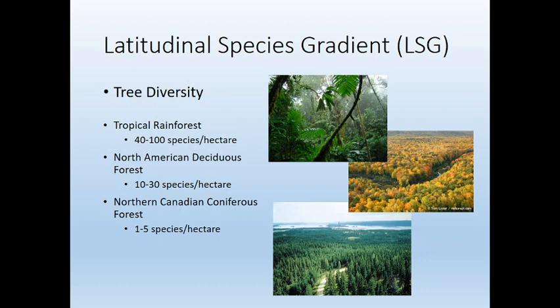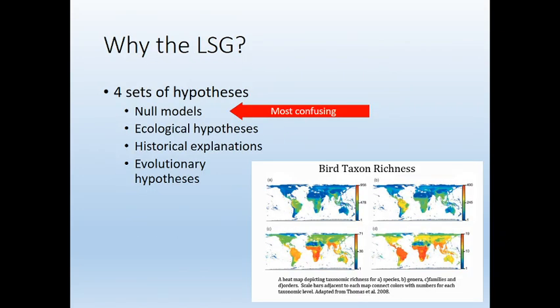So we know that this latitudinal species gradient exists, but the question is, why do we have it? Your book sets this up into 4 different answers, and I'll talk about null models later. Your book talks about it first, but I want to talk about the ecological, historical, and evolutionary hypotheses more, because they just make more intuitive sense.